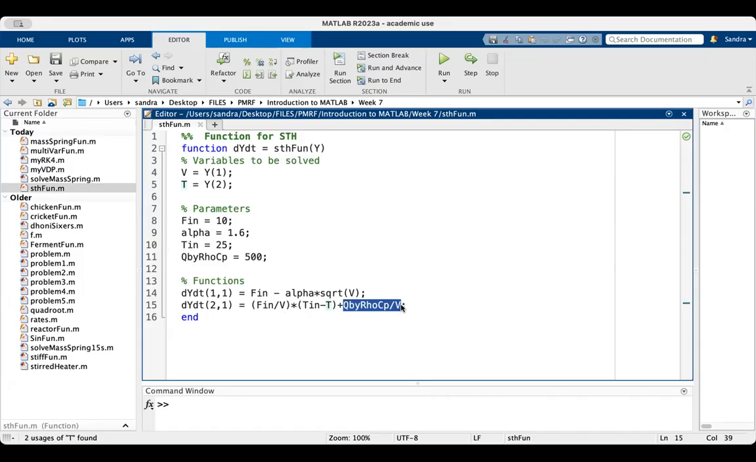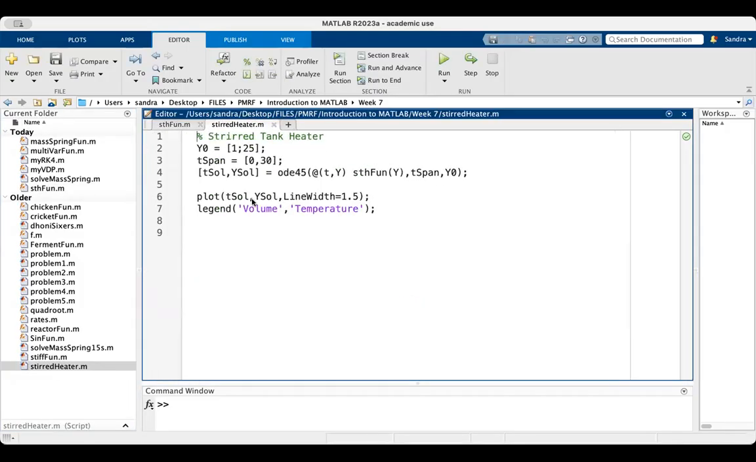Basically, it will become 500 by v. This part will become 500 divided by v, which we understood from the formula. Why is it so? So we have to run this. For running this, we have written a script.